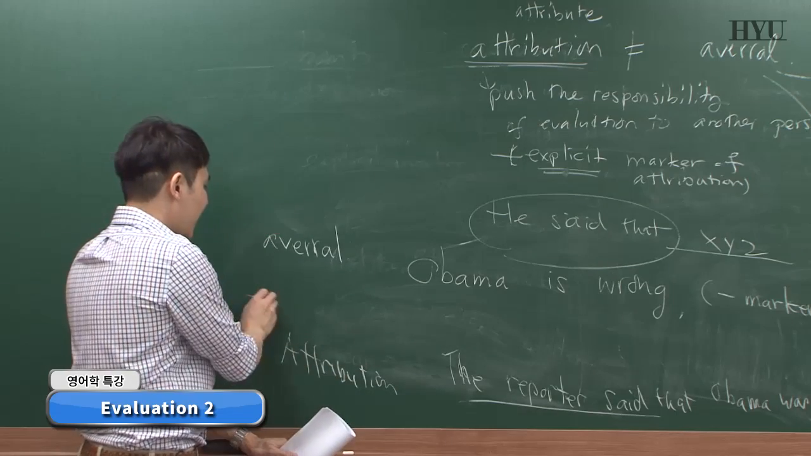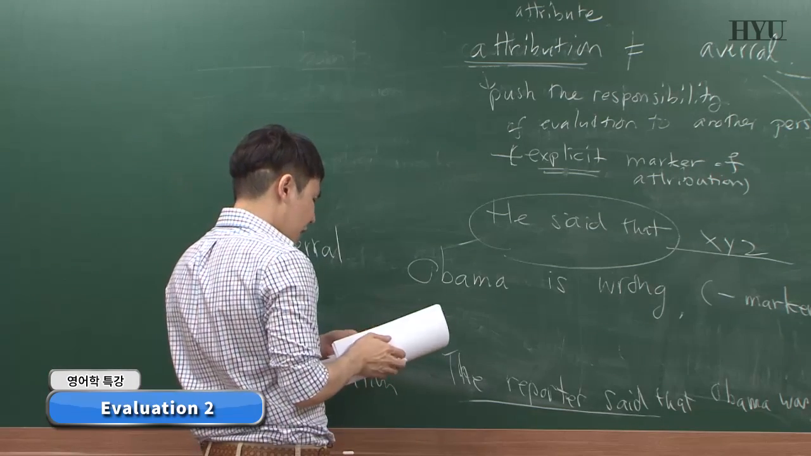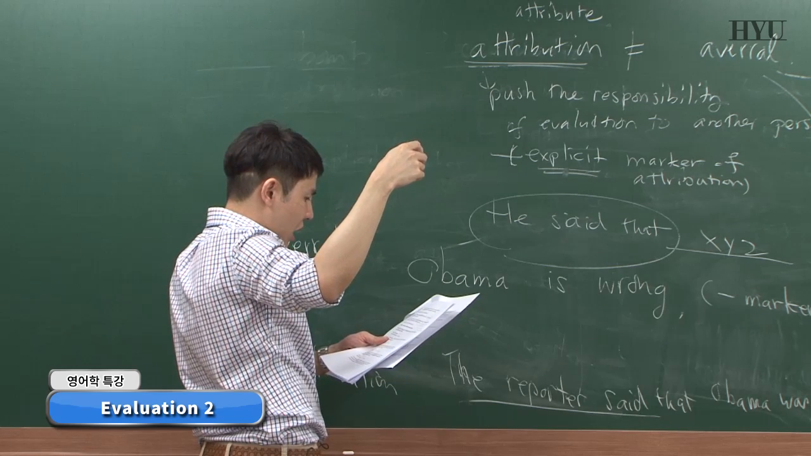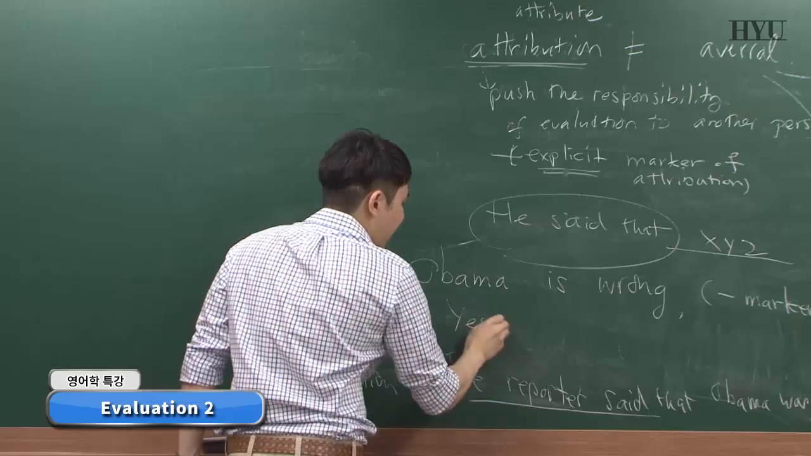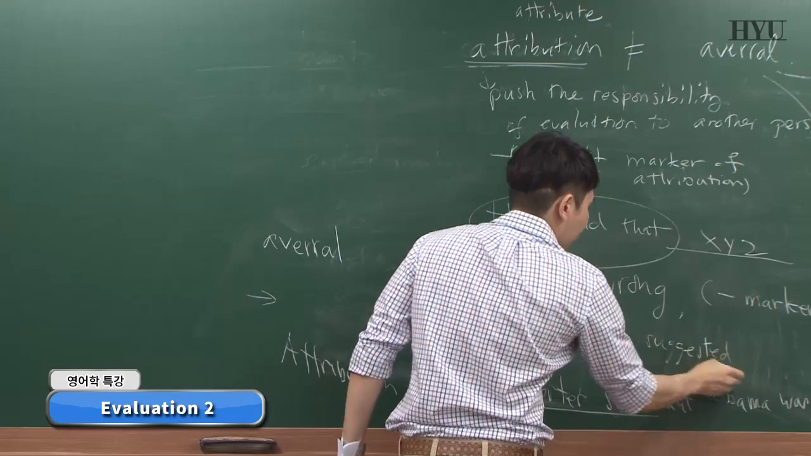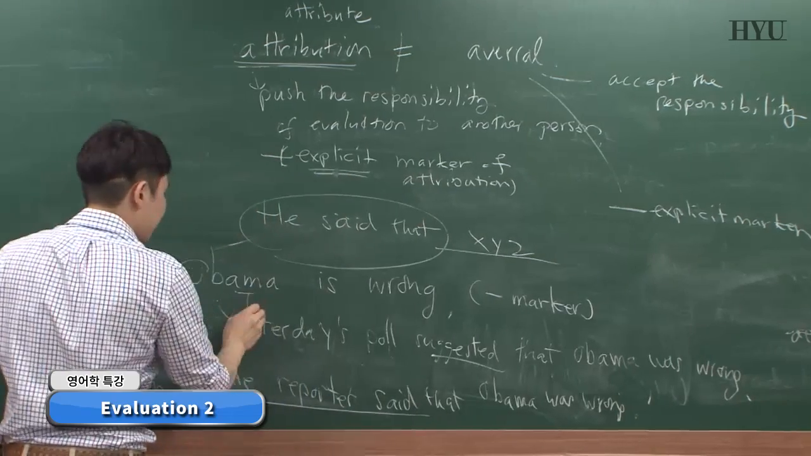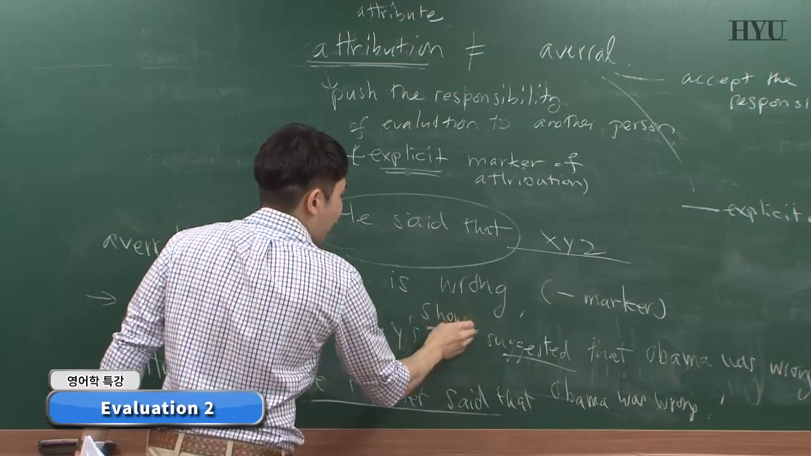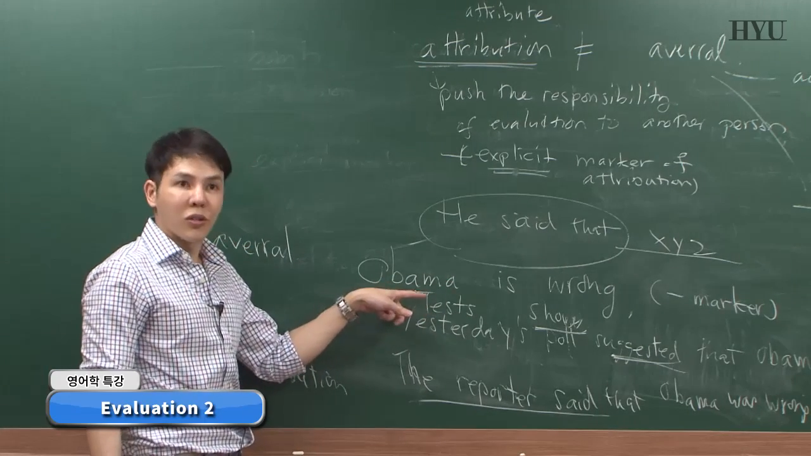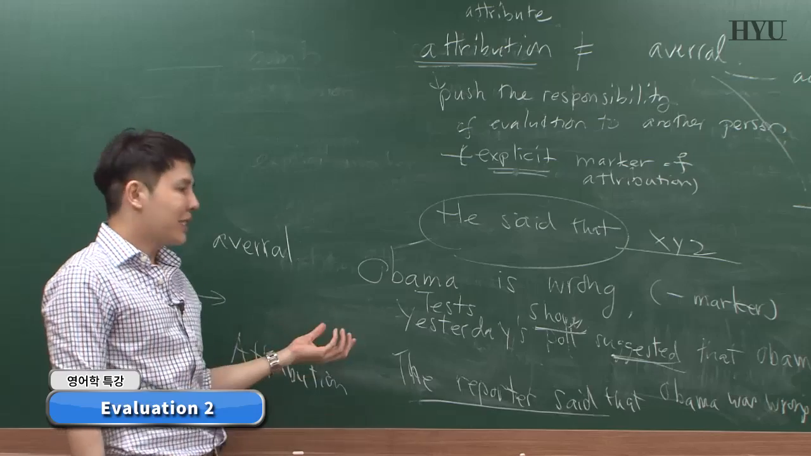Now, there is this confusing case in between avowal and attribution. I have this on the second page towards the beginning. Let's say yesterday's poll suggested that Obama was wrong, Obama was guilty. Or tests show that Obama was guilty, Obama was wrong. Here you might be tempted to think that the source is someone else, not me. Tests show, right? The tests say that, or yesterday's poll says that.